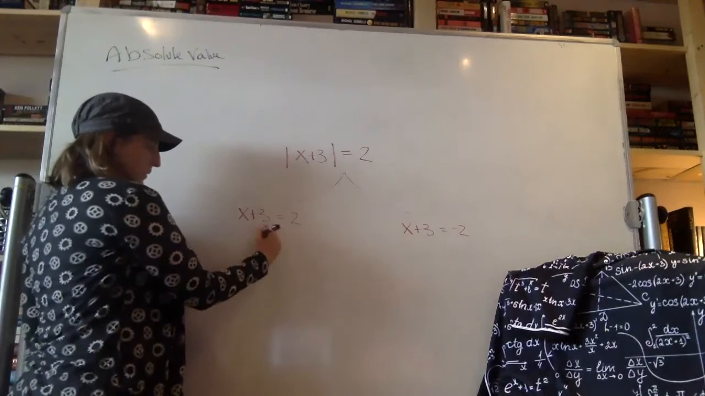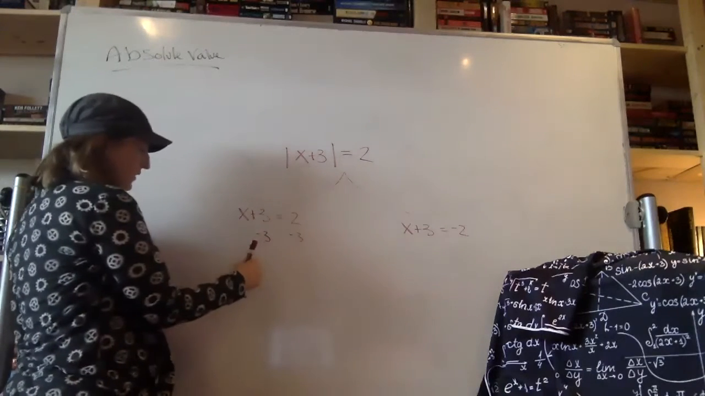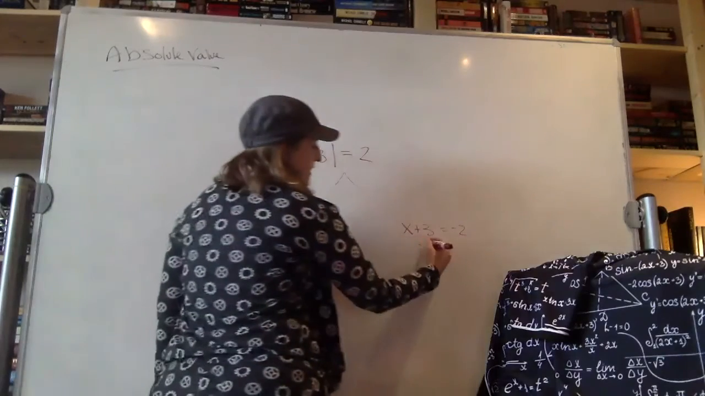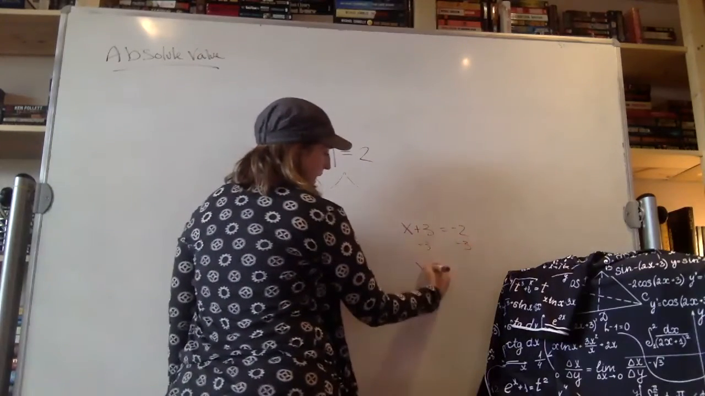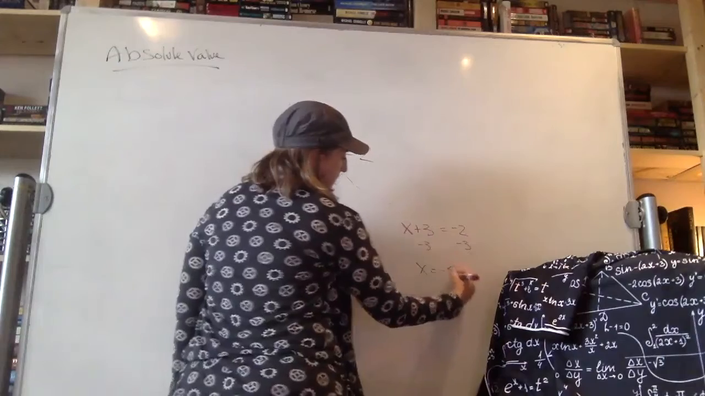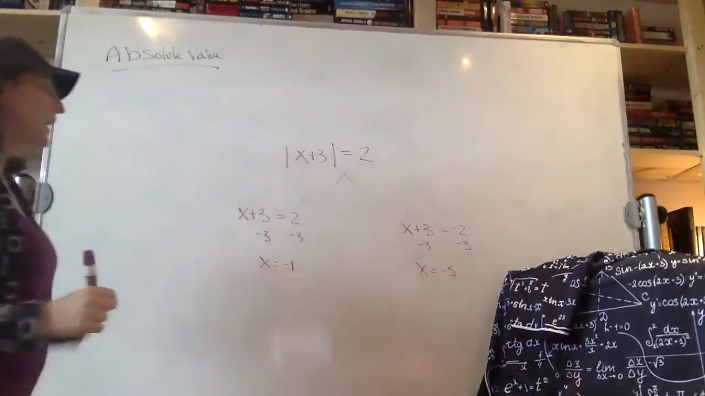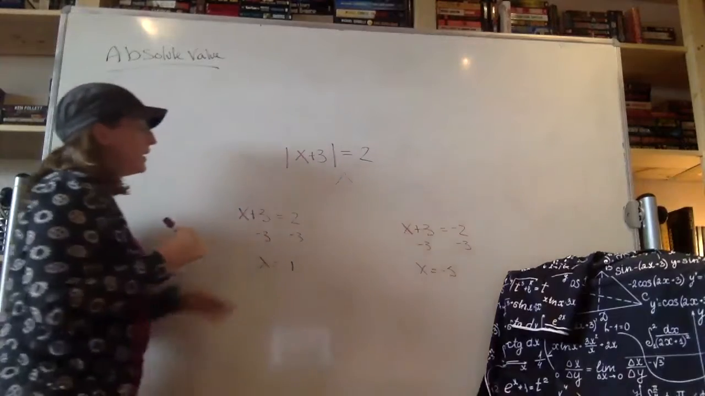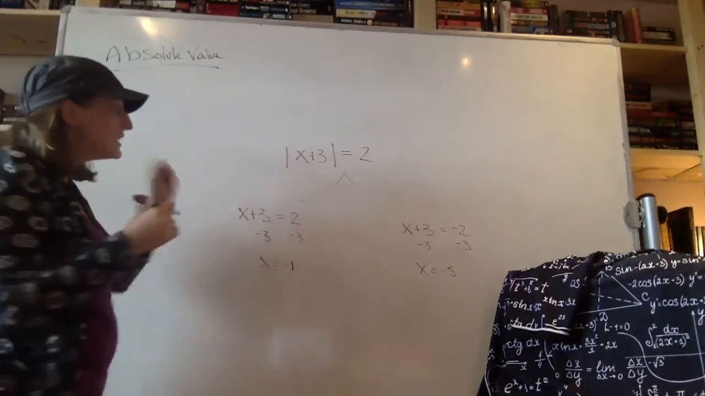And these are two equations that we can solve. Subtracting 3 here gives me x equals 2 minus 3, which is -1. Subtracting 3 here gives me x equals -2 minus 3, which is -5. So that means that we have two solutions: -5 or -1. Notice that if we put either one of those into this equation, right?